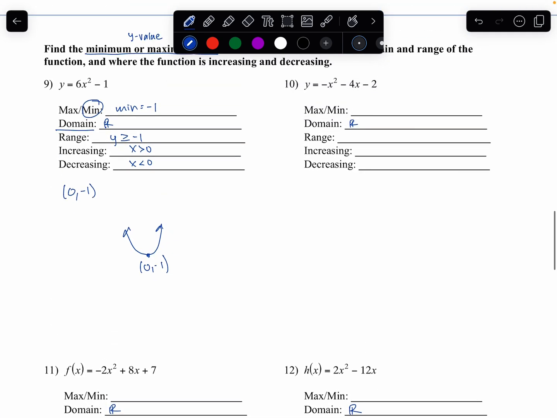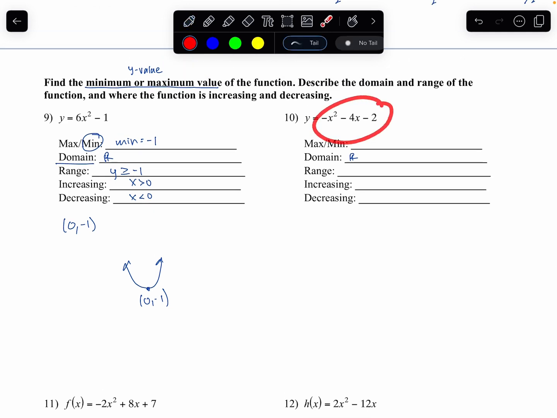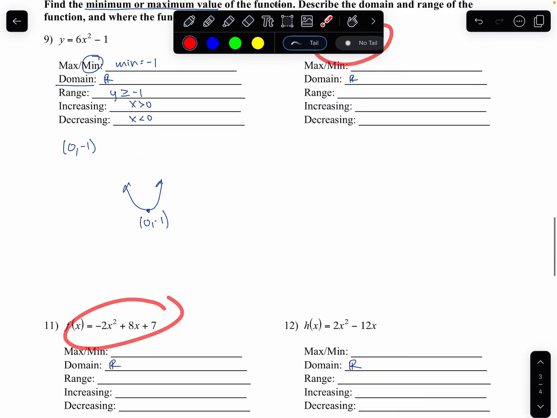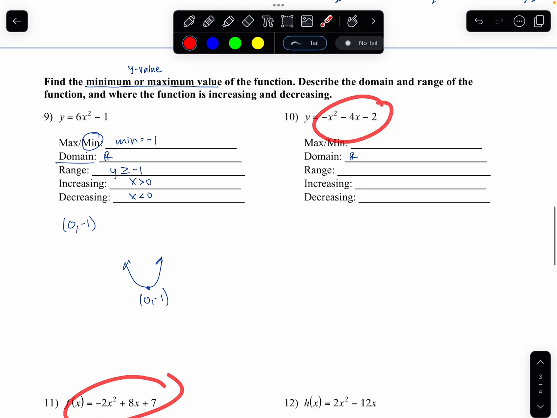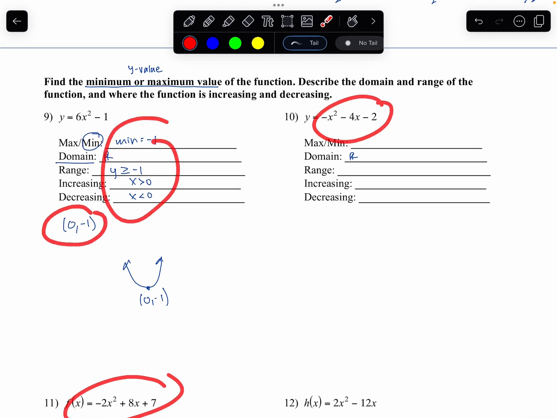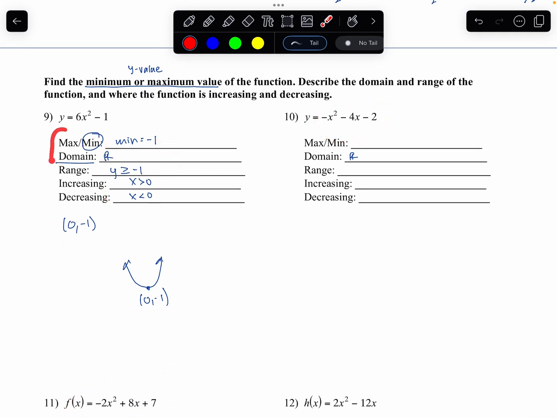Let's see. I think you guys should be able to do these ones. Okay. Find the vertex, because all of these values are based off of the vertex. So the minimum or maximum is based off of the y value. We already talked about how the domain is all real numbers. Range is based off of the y value. Increasing and decreasing are going to be based off of the x value of the vertex.